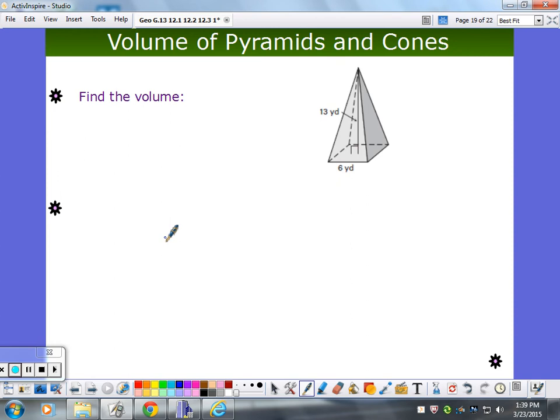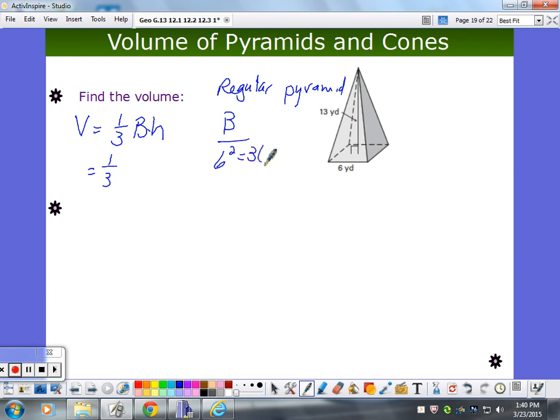So find the volume of this guy. This is example C on your paper there. So V equals 1/3 uppercase B times H. 1/3 times area of the base and the height of the pyramid. Well, let's see. What's B? How do I find the area of this base? It's a square. So then what is my area down here? 36, right, 6 squared. That times that, and so that's what goes here.